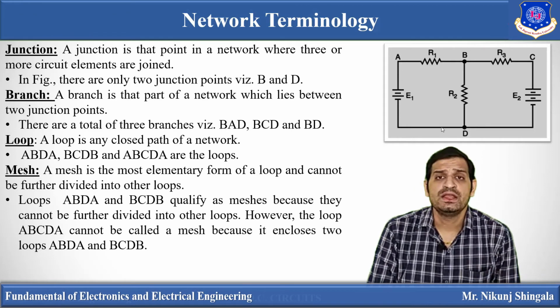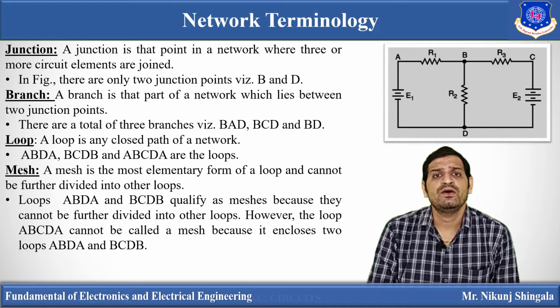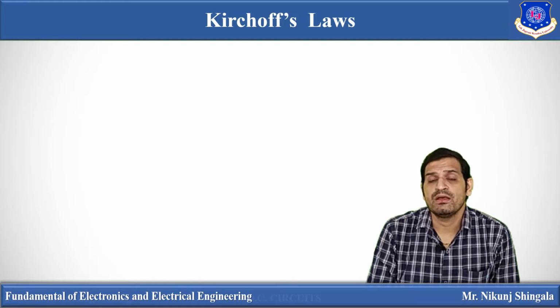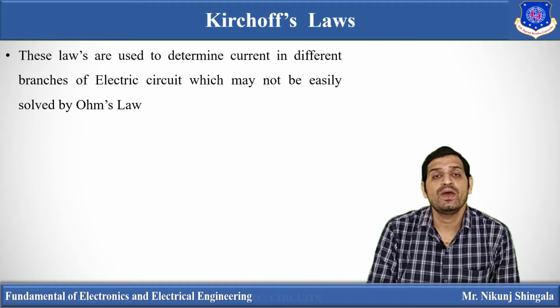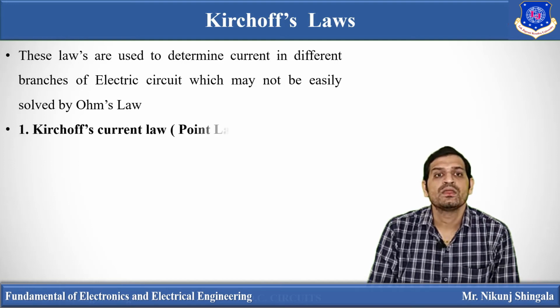So these are the different network terminologies that we frequently encounter in this chapter. Now the next one is Kirchhoff's law. Kirchhoff's laws are basically used to determine the voltage and current in the given network. Network simplification cannot be done using only Ohm's law. Certain complex networks require another law, that is Kirchhoff's law. There are two laws, voltage law and current law. These are used to determine current in different branches of the electrical circuit, which cannot be easily solved by Ohm's law.